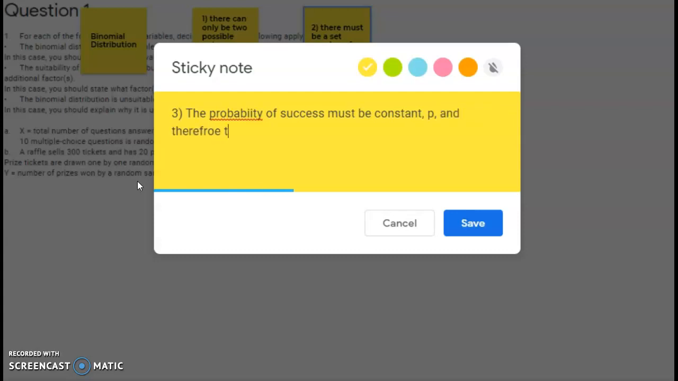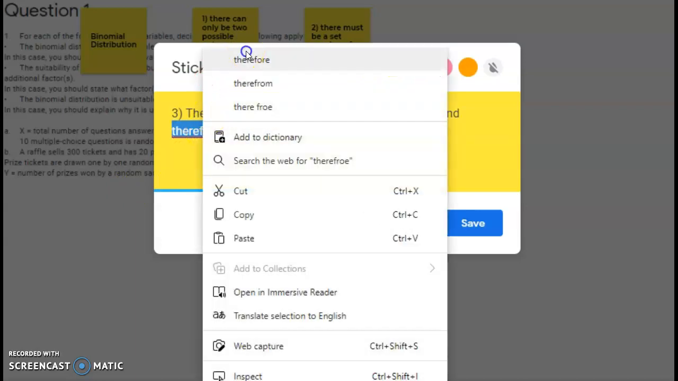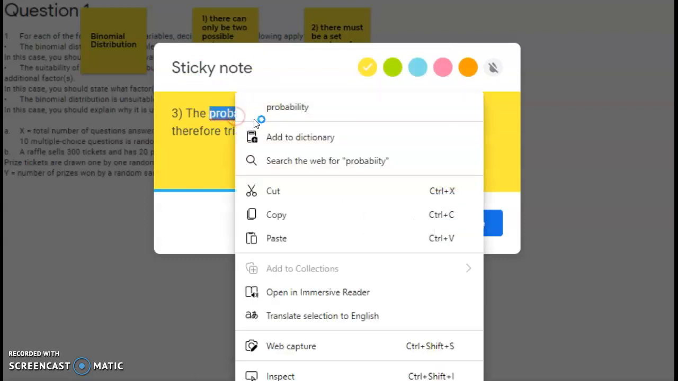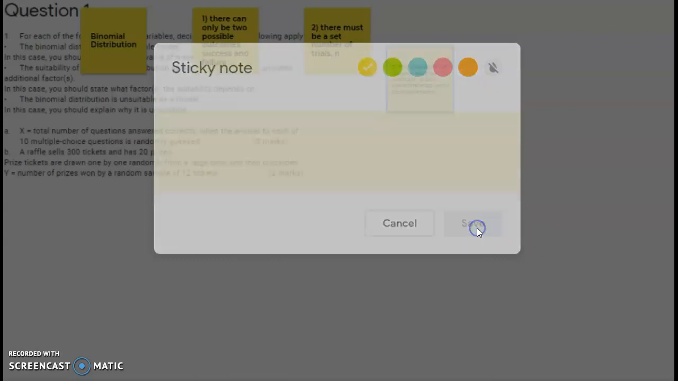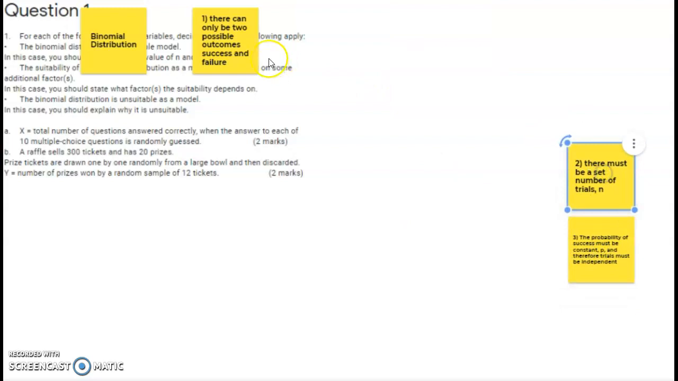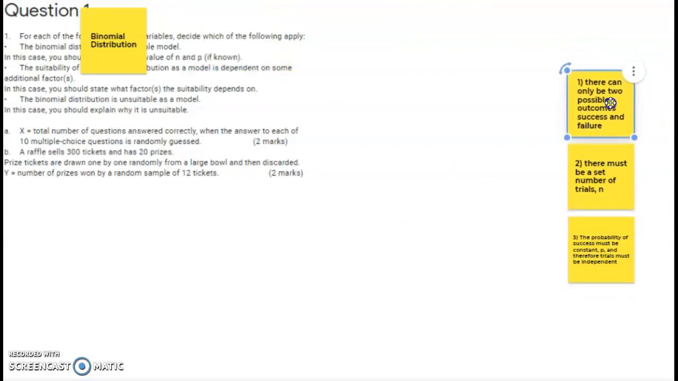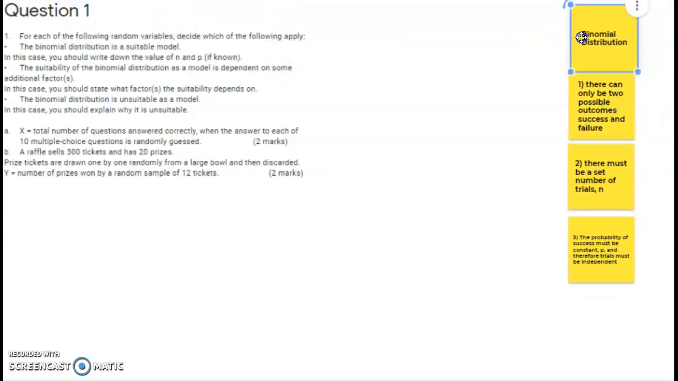And therefore, trials must be independent. Check out my spelling, it's horrific, I do apologise. Therefore, probability. Dear me, it's terrible, sorry. So there are my 3 criteria, and I'm just going to keep those on the right hand side just to bear in mind when I'm answering this question.